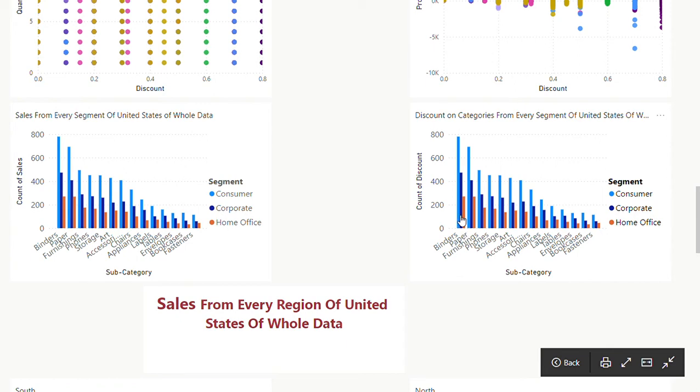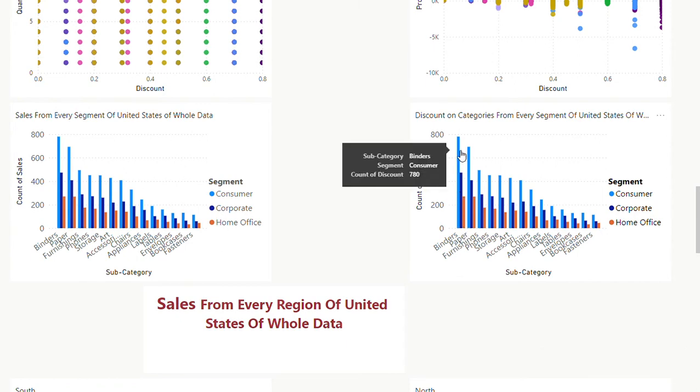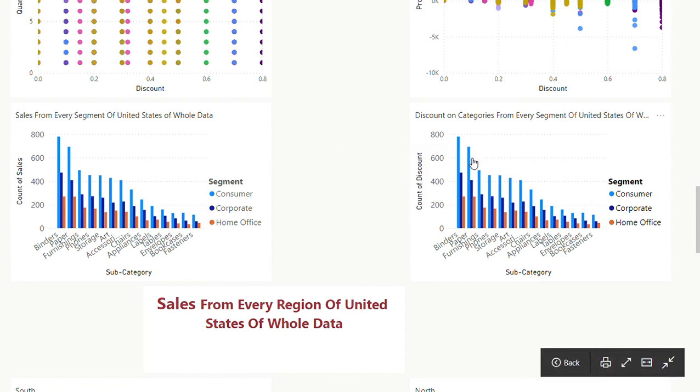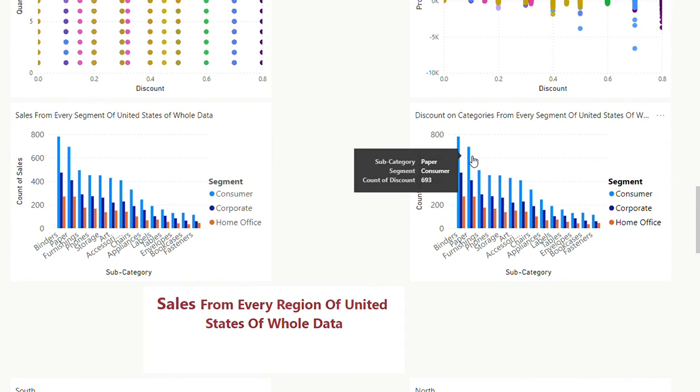So in the subcategory binder, segment consumer, the count of discount was 780, followed by the subcategory paper, segment consumer, where the count of discount was 693.